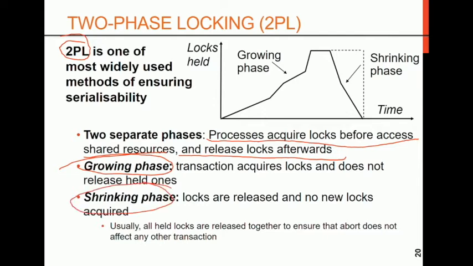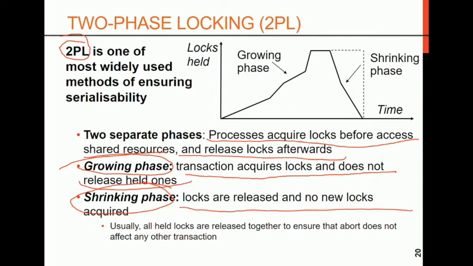In the growing phase, a transaction acquires locks and does not release held ones. So let's say you need 20 resources to complete your transaction, then you lock all of those 20 resources and you don't release any of them until the operations on all the resources have completed. That's the growing phase. You hold locks on all of them, and then you've got the shrinking phase, where once you've completed whatever you need to do with all these resources, only then are the resources released. So in the shrinking phase, locks are released and no new locks are acquired.